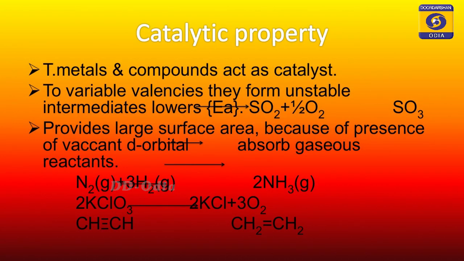Transition metals, it is a very, very important property. Transition metals show variable oxidation states, a variety of oxidation states, because of participation of both s orbital and d orbital electrons in bonding.